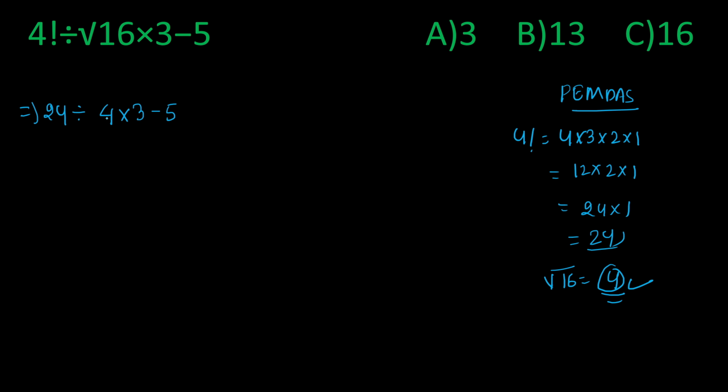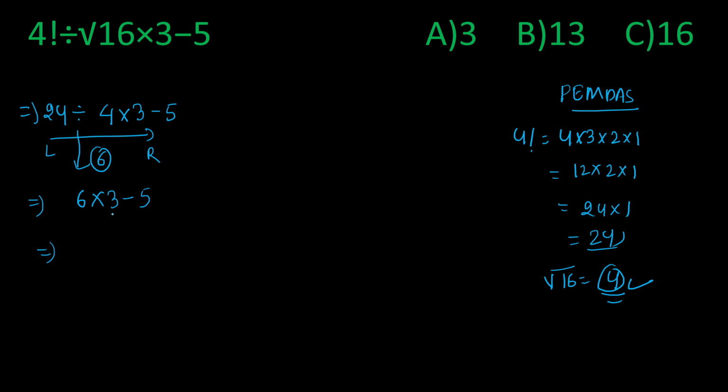As we know, multiplication and division are the same priority, and we have to solve left to right here. So we'll first divide this part, that is 24 divided by 4 will give result 6 here. So we will write 6 times 3 minus 5.